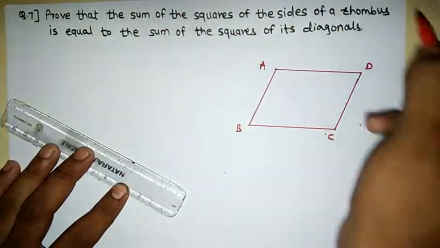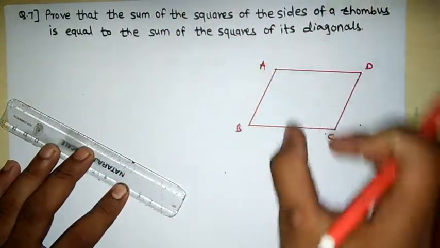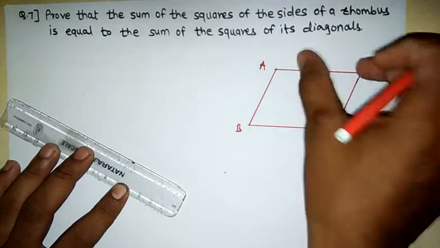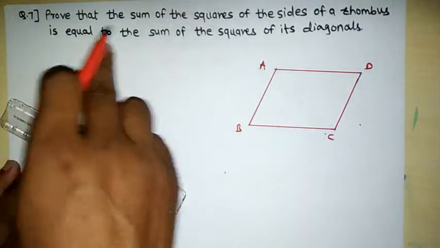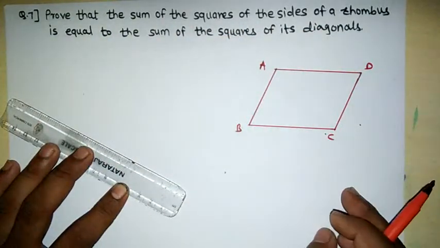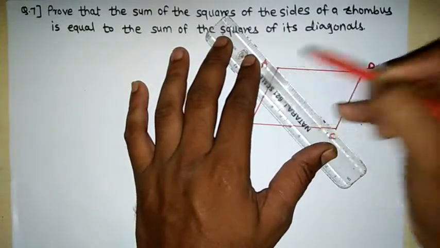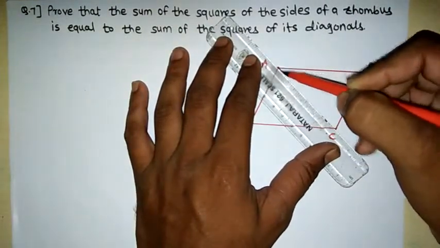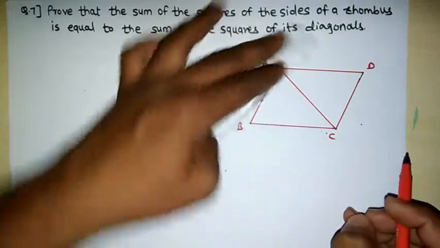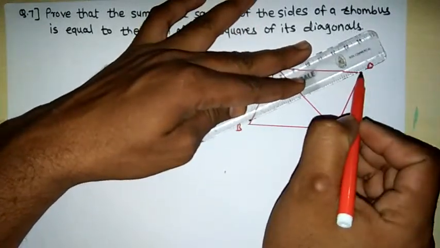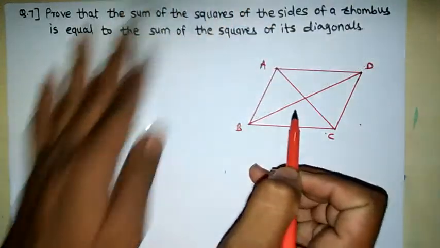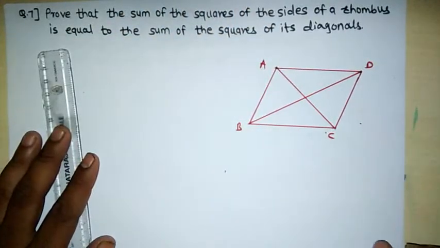ABCD is a rhombus, and what we have to prove? The sum of the squares of the sides of a rhombus, that is AB square plus BC square plus CD square plus AD square, is equal to the sum of the squares of its diagonals. What are the diagonals here? I will draw two diagonals. AC is one diagonal and BD is the second diagonal. That is, we have to prove here AC square plus BD square.